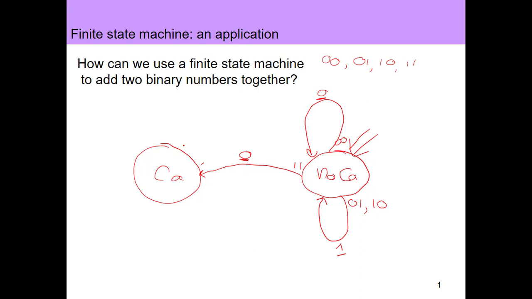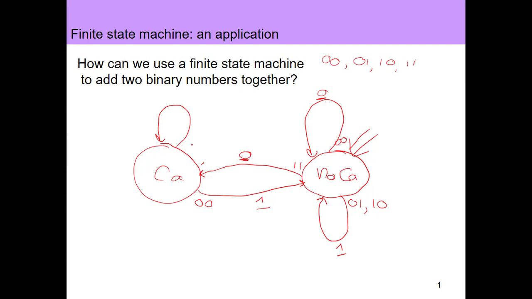Now, in this carry state, if I get a 0, 0, okay, I was carrying something, so I need to produce a 1. But do I still stay in the same state or not? Well, let's think about it. So I have a carry and I get the input 0 plus 0. Okay, that means that I can safely produce a 1 and go back to the no carry state. So with a 0, 0 combination, I produce a 1 and I go back.